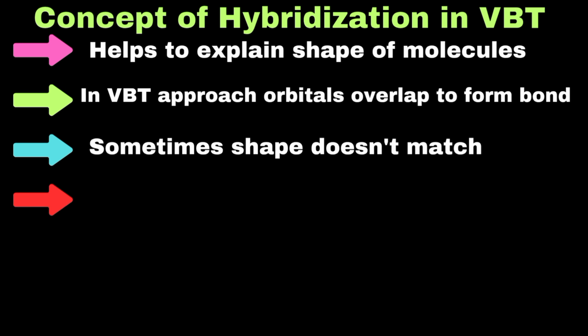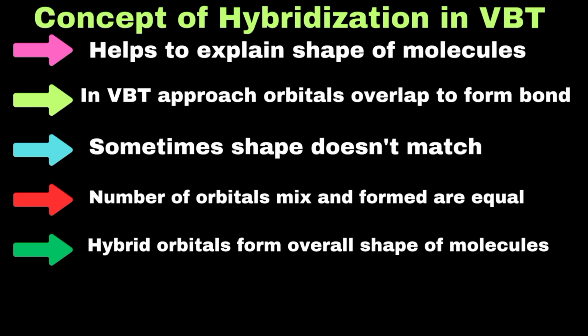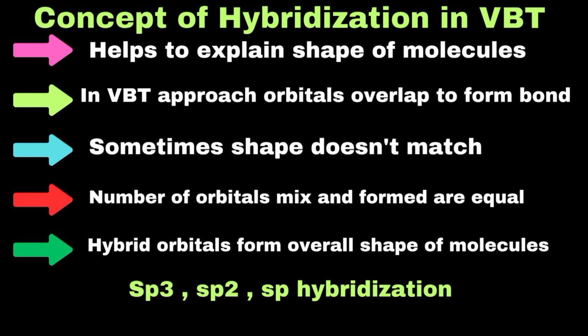The number of hybrid orbitals formed is always equal to the number of atomic orbitals that mix. These hybrid orbitals then arrange themselves in a way that minimizes repulsion between electrons, leading to the actual shapes of molecules. There are 3 common types of hybridization, such as sp3, sp2, and sp hybridization.